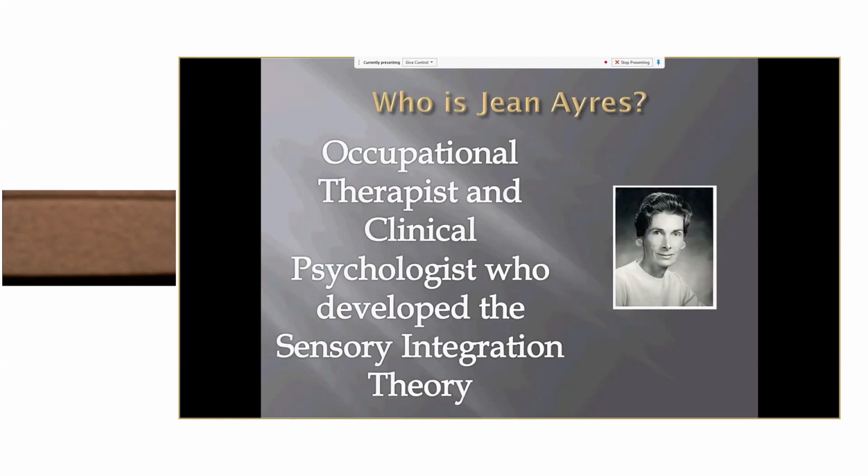So who is Jean Ayres? Jean Ayres was an occupational therapist. She received her bachelor's in OT in 1945 and then went on to receive her master's in OT in 1954. Soon after that, she received her PhD in educational psychology. Jean Ayres developed the sensory integration theory and then also was a huge role in the sensory integration and praxis test. She has her own clinic in Torrance, California.